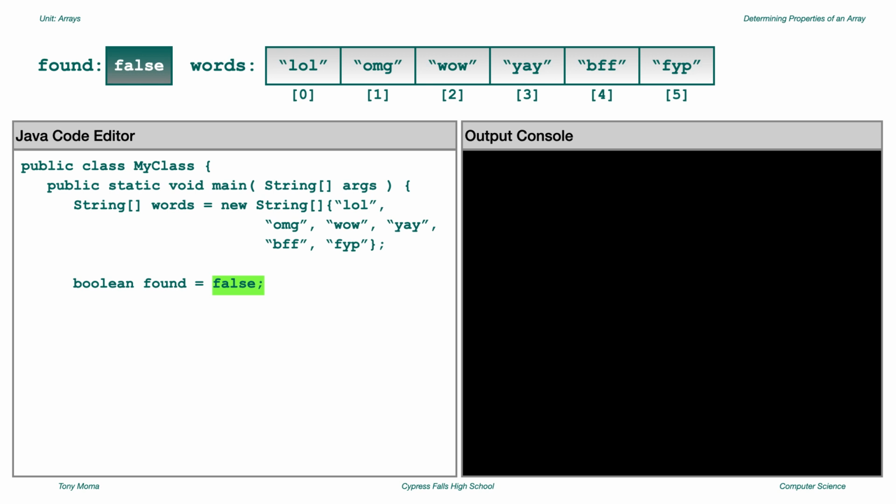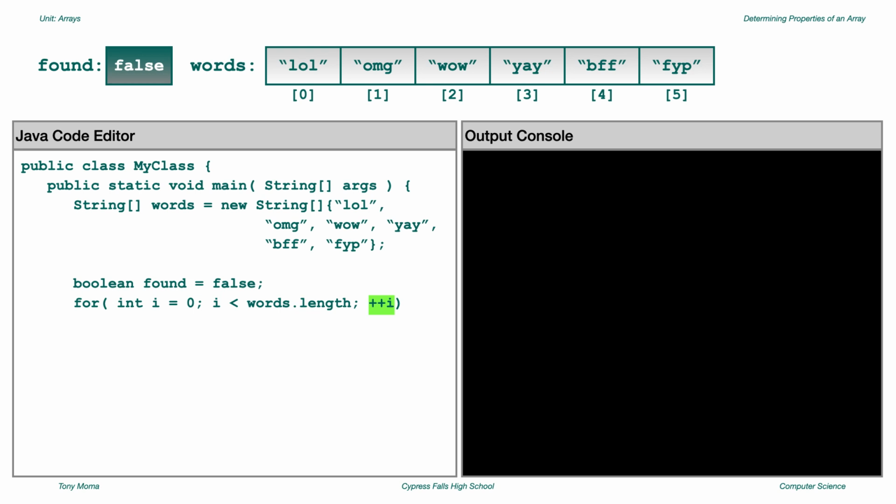Next, we're going to set up our for loop. Because our goal is to look at every single value in the array, we're going to start by initializing i to 0. We're going to increment it until it reaches the length, and we're going to increment it by 1 every single time. Then inside our for loop is where we're going to test each value one by one.